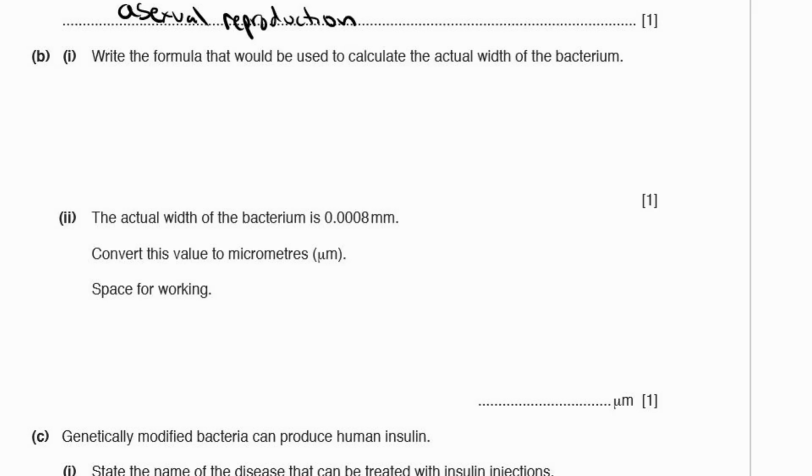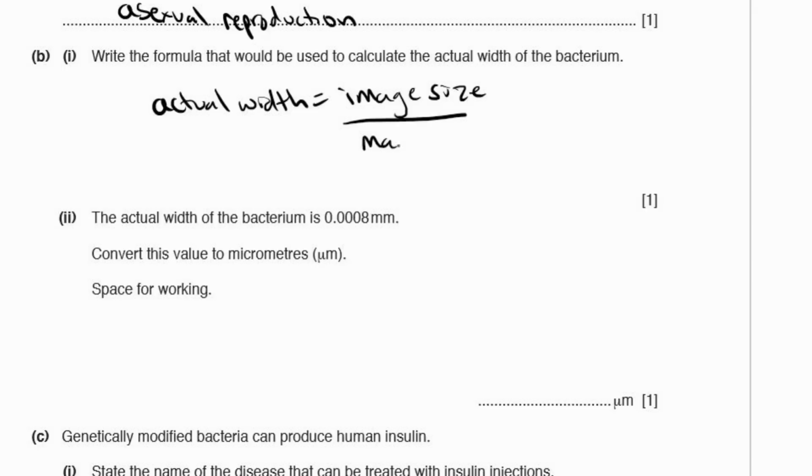B1, write the formula that would be used to calculate the actual width of the bacterium. So the actual width equals the image size divided by the magnification. Okay, the way that I always remember this, I always remember magnification equals the drawing or the image over actual.